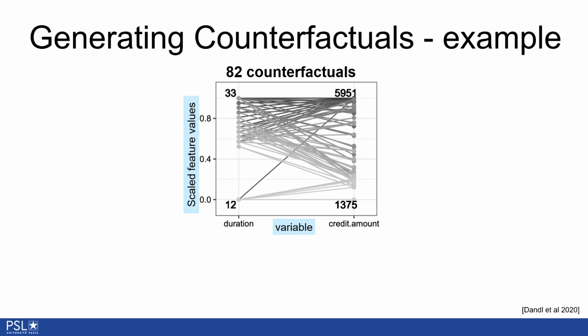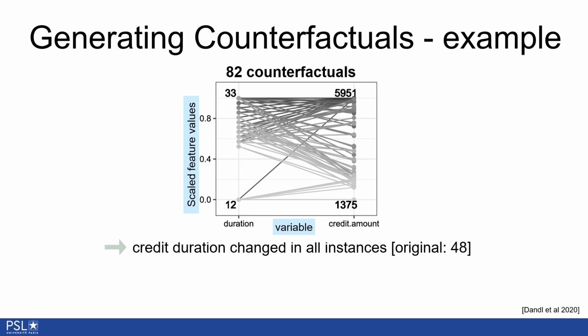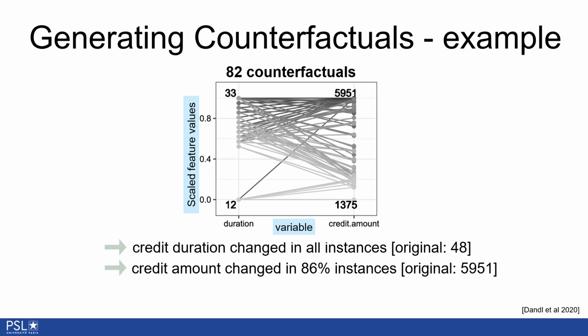This figure shows the values of the credit duration and credit amount in all of the counterfactuals. Each pair of points joined by a line is one counterfactual. The results show that the requested credit duration was changed in all counterfactual instances. In the original instance, it was 48 months. In the counterfactuals, it's between 33 and 12 months. The requested credit amount changed in 86% of instances.